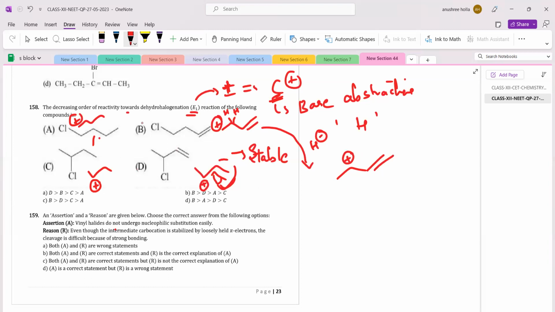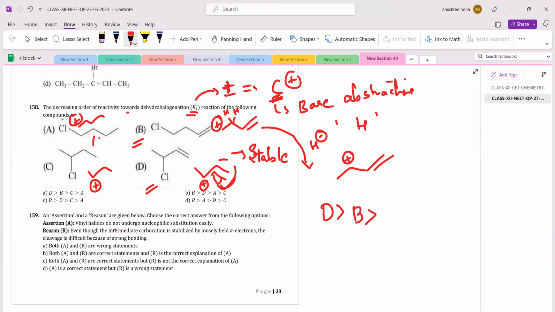So now how to write the reactivity order? Of all these, at the very first instant when I removed chlorine, I got a secondary carbocation, which is allylic. So this should be highly reactive, right? Since we know that allylic is more reactive. So D should come first. Then after this, B should be next, because even though it was primary, after the rearrangement I'm getting a secondary. So I'll be writing B next.